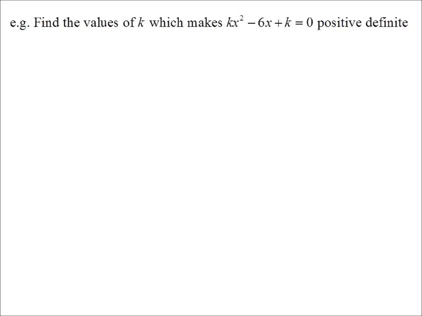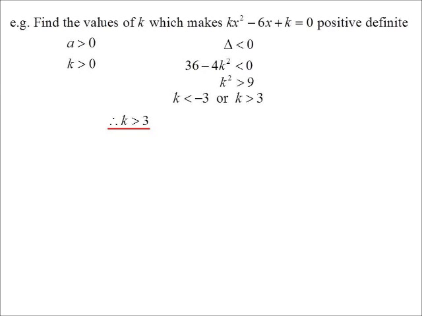So what values of k would make this function positive definite? A is greater than 0, so first thing I know is k's got to be a positive number. The discriminant has to be less than 0, so b squared minus 4ac. K squared is greater than 9, which means k is either less than negative 3 or greater than 3. But of course, both conditions have to be true. So I'm looking for something that's both greater than 0 and satisfies the second condition. In other words, it's only going to be greater than 3 that I could use. So k is greater than 3.